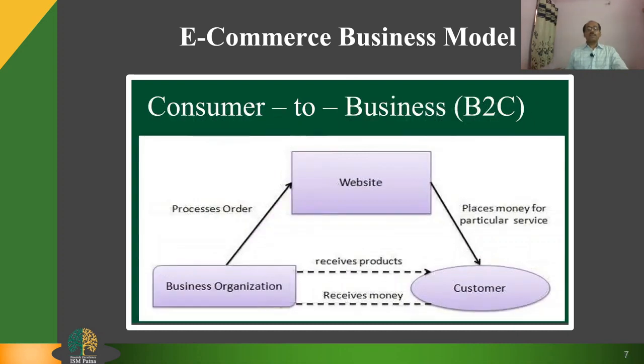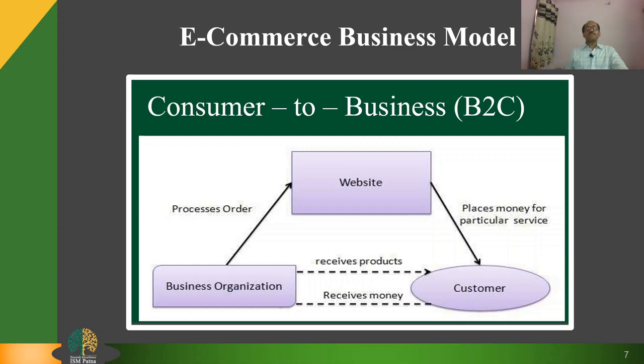The next one is consumer to business. In this model, a consumer approaches websites showing multiple business organizations for a particular service. The consumer places an estimate of the amount he or she wants to spend for a particular service. For example, comparing the interest rates of personal loans and car loans provided by various financial institutions via a website. A business organization that fulfills the consumer's requirement within the specified budget approaches the customer and provides its services.